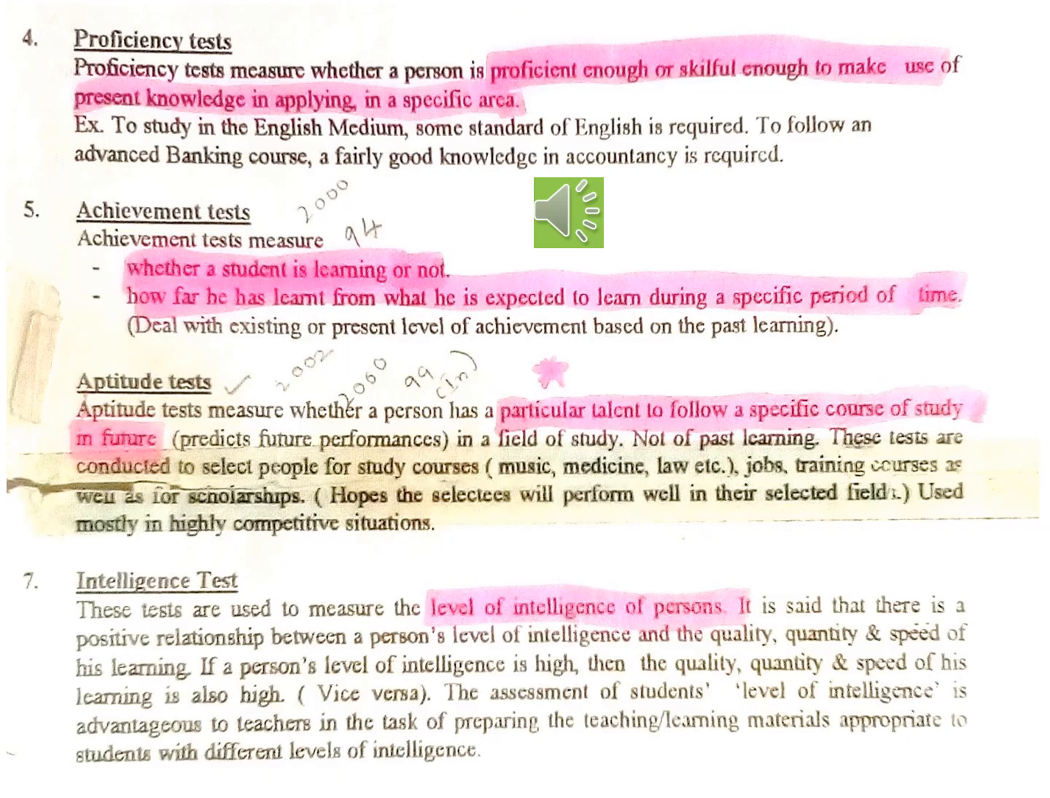Achievement tests. Achievement tests measure whether a student is learning or not, or how far he has learned from what he is expected to learn during a specific period of time. Deal with existing or present level of achievement based on the past learning. What you have to remember from this is achievement tests measure knowledge. Write it here. Achievement tests measure knowledge.